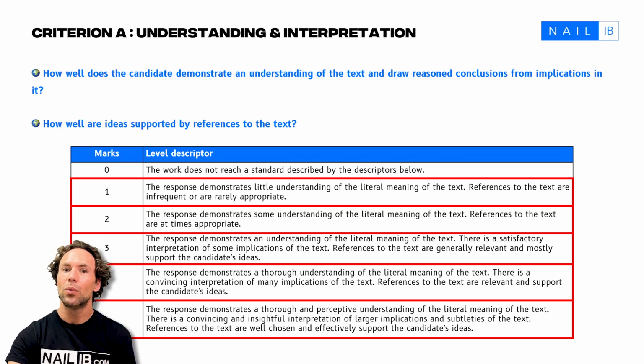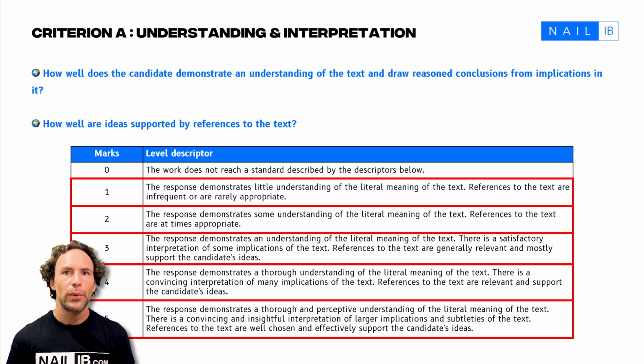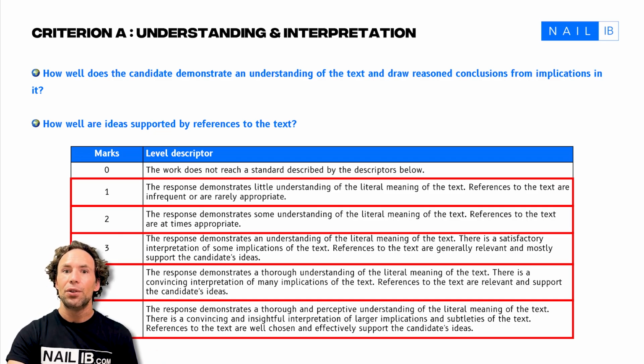So here we're entering the realm of thorough understanding. We have moved from exploring the surface of the lake, if you wish, to going into the depth. We're going underwater, we're seeing what's there. Our understanding of the literal meaning is thorough. It's no longer just comprehensive, as we saw in 3, it's thorough. We've gone beyond it. We're leaving no stone unturned. We're really committing to the analysis.